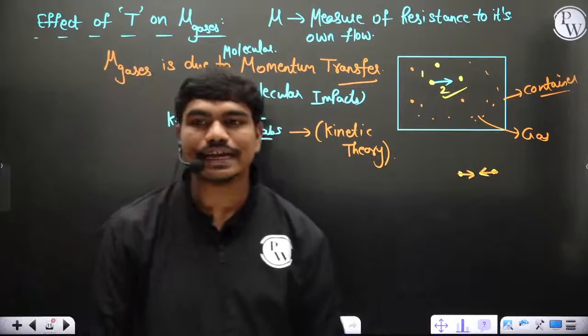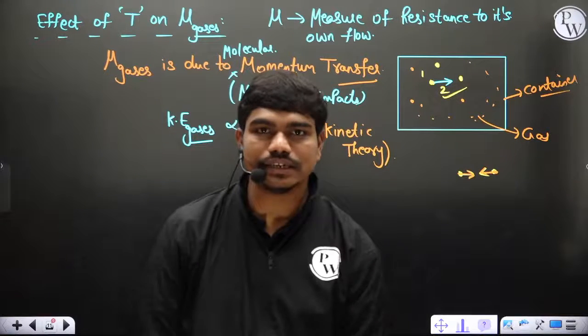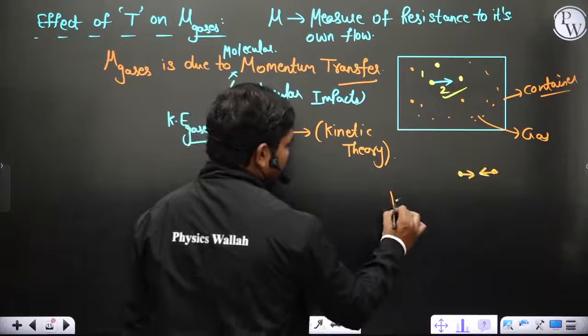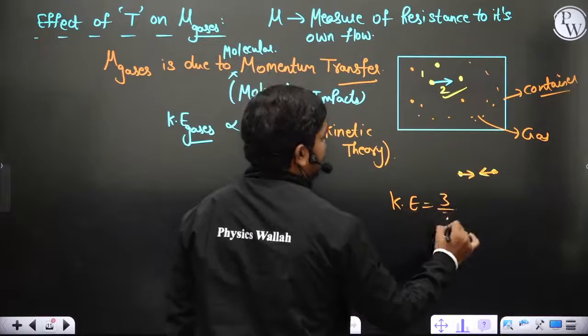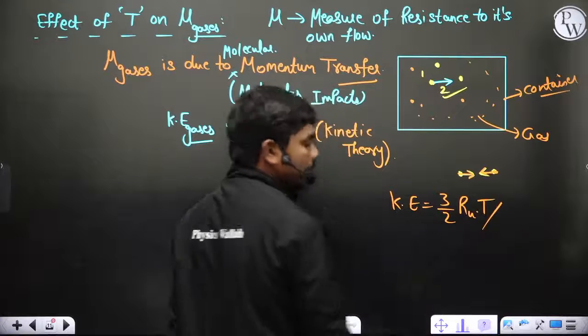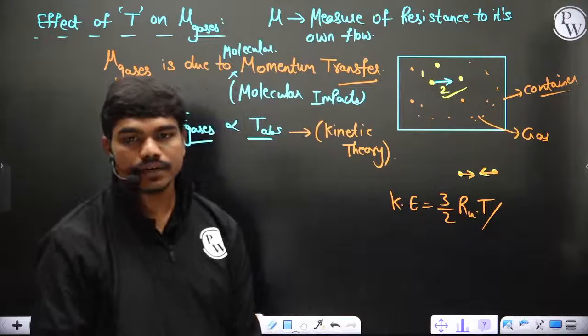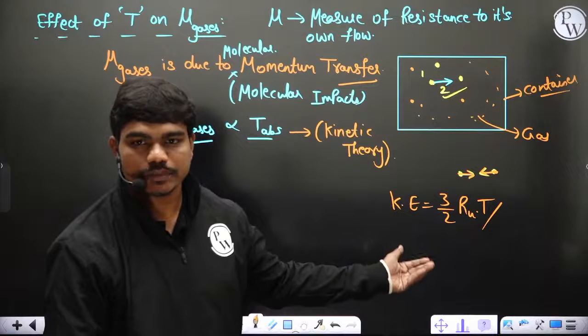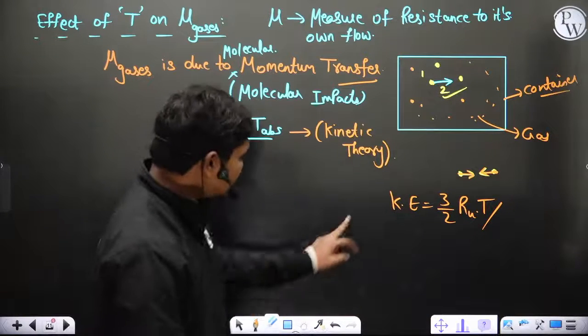Yes or no? Kinetic energy of the gas molecules is equal to 3/2 mRT, or 3/2 RT. You have studied these things. Do you all remember this equation? Yes or no? So kinetic energy of the molecules depends on temperature basically. Okay. Now try to tell one thing here.